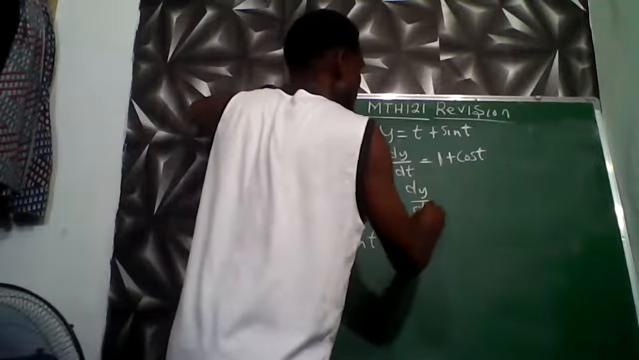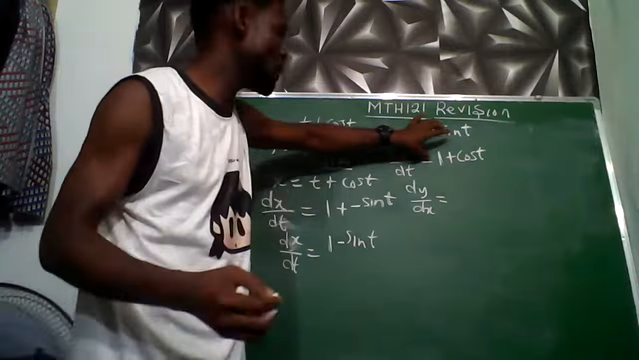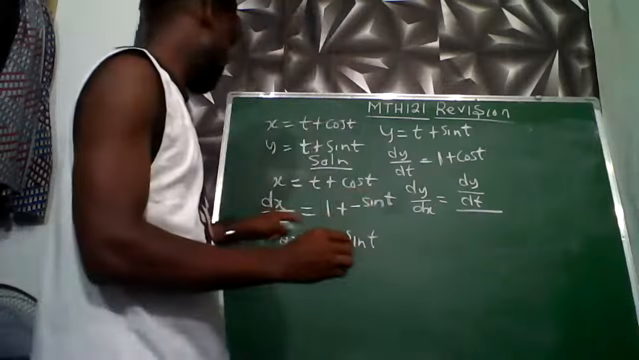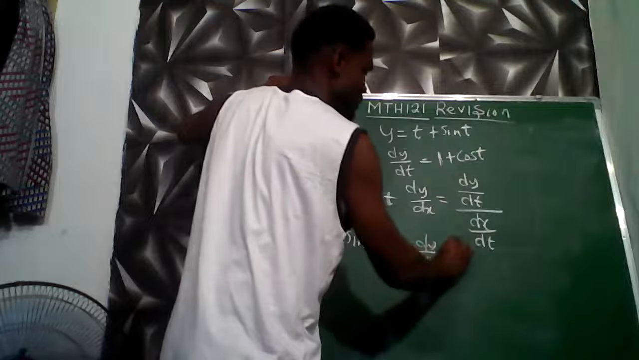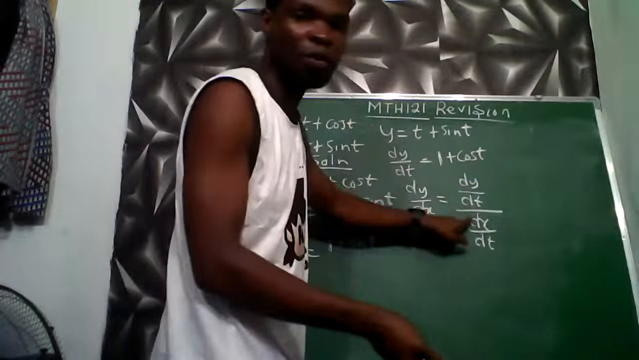So after differentiating, the next thing you should now know is that dy/dx will be equal to this. The formula is dy/dt divided by dx/dt. If that is true, let's confirm. That is dy/dt times dt/dx. This and this will go, so we get dy/dx. That means that this formula is very correct.